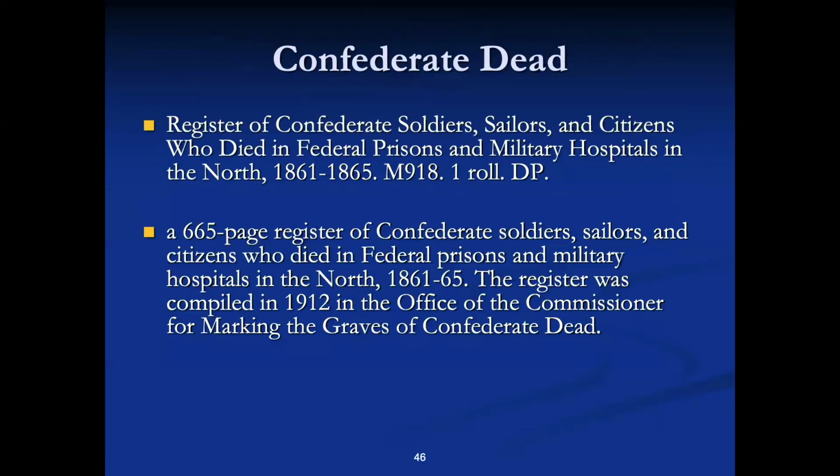Now, there also is a register of Confederate soldiers, sailors, and citizens who died in federal prisons and military hospitals. And it has appeared in various ways over the years. It's been published as a book. It's been on CD. It's on Ancestry. And here's the page that Sam is on. And he's the second person on the list. And this shows that he's buried in the Confederate cemetery there at Point Lookout. And it happens to be a mass grave.